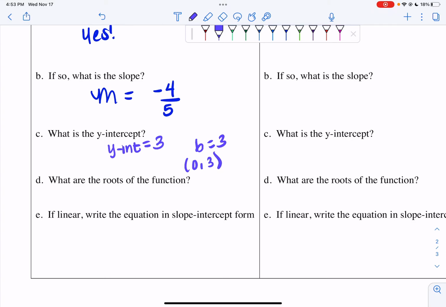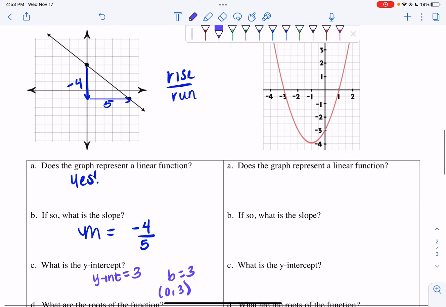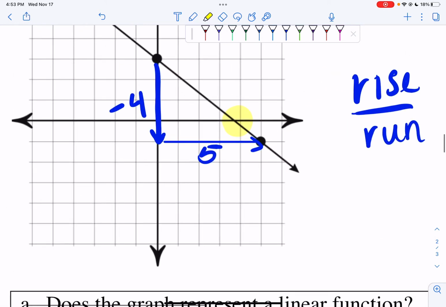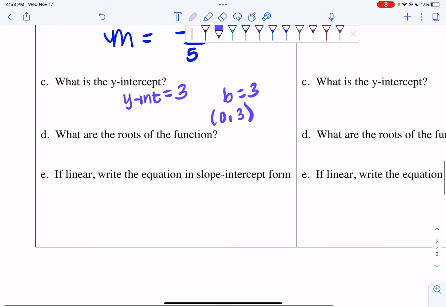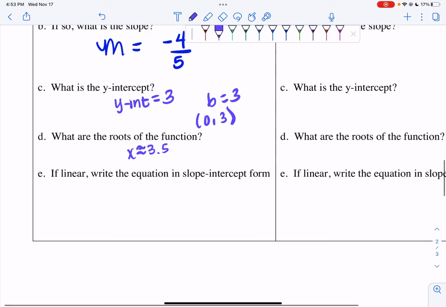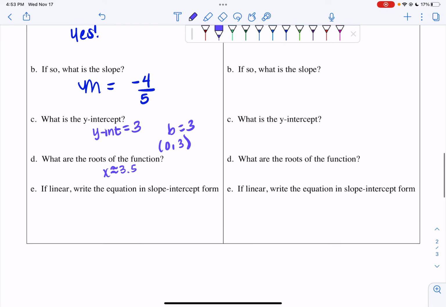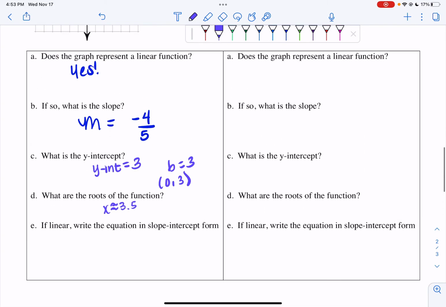Now the roots are where we cross the x-axis. So if I look, I cross the x-axis once, 1, 2, 3, it's like 3.5 or so. Or approximately 3.5. These are not going to be accurate. And then if it's linear, write the equation in slope-intercept form.